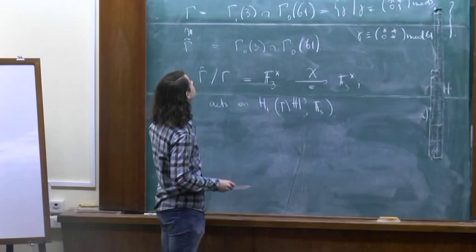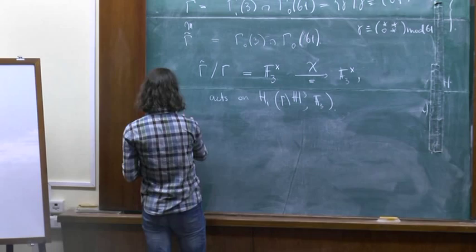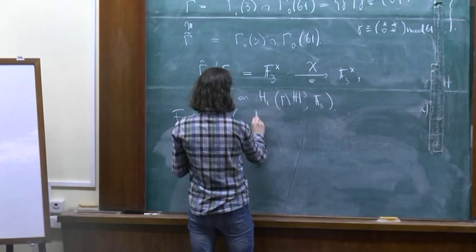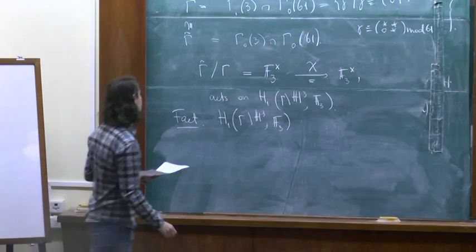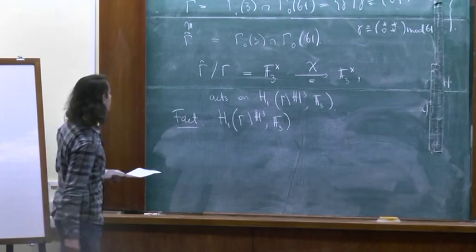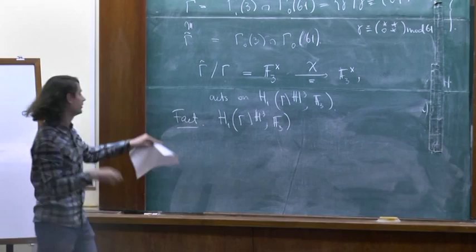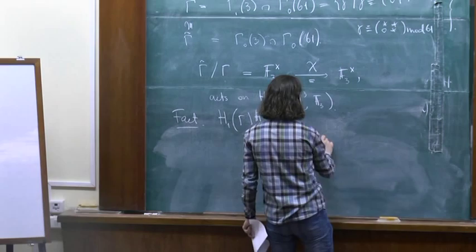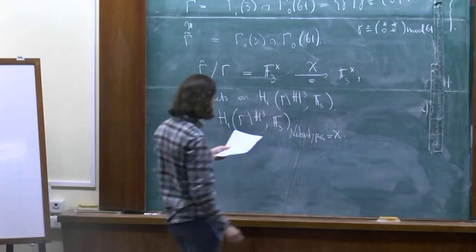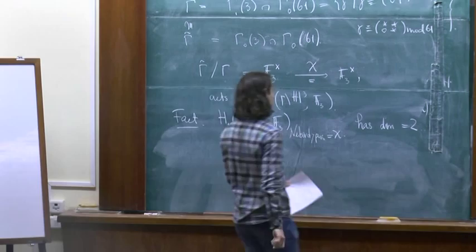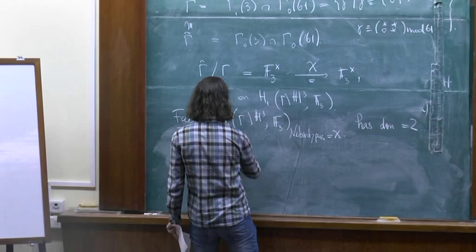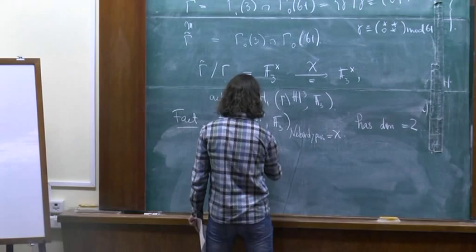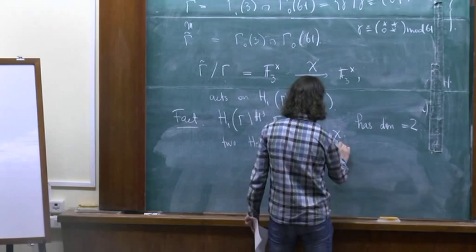Okay, and so what Figueiredo calculated is that if I look at this group and then look at the part where this group acts via this character chi, so that's what's called the Nebentypus, this thing has dimension 2. And in that case, you actually have a basis of Hecke eigenforms. And so there are two Hecke eigenvalue systems, alpha_1 and alpha_2.